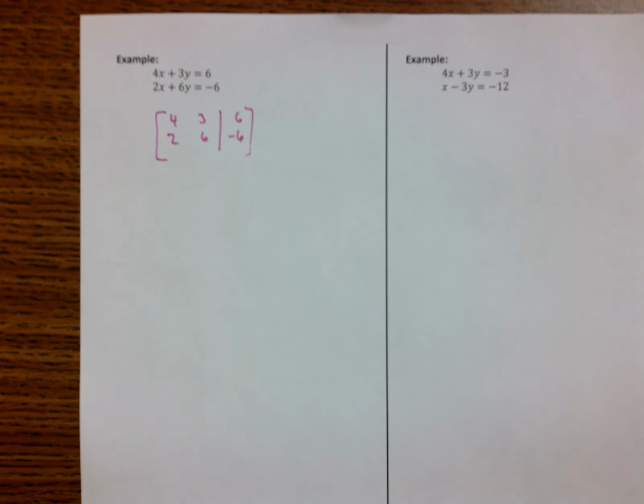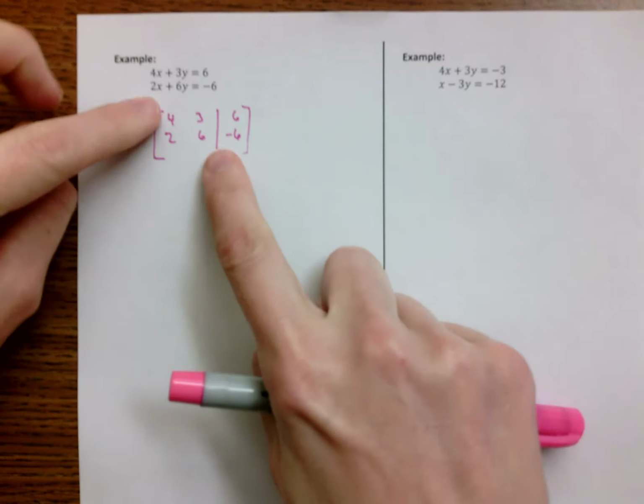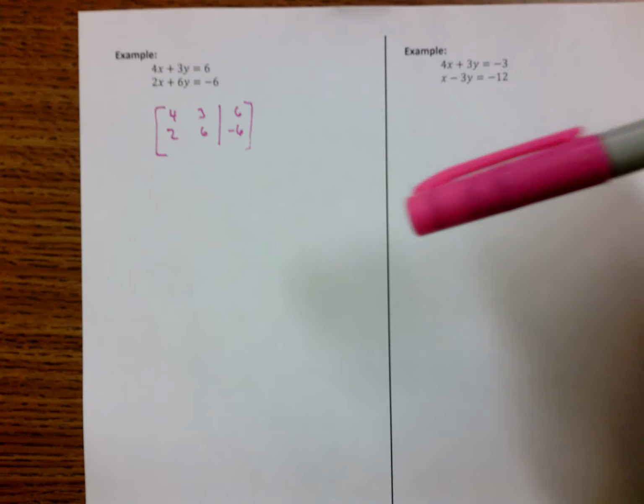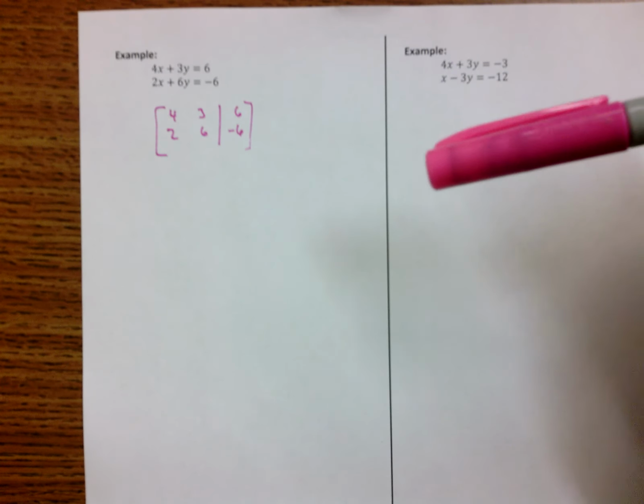Okay, so it doesn't matter where the 1 ends up. We want it to end up being in one of these two spots, but remember we can switch rows if we need to. Okay, so I'm just looking for really any way that I can get a 1 somewhere because I don't have that yet on this one.